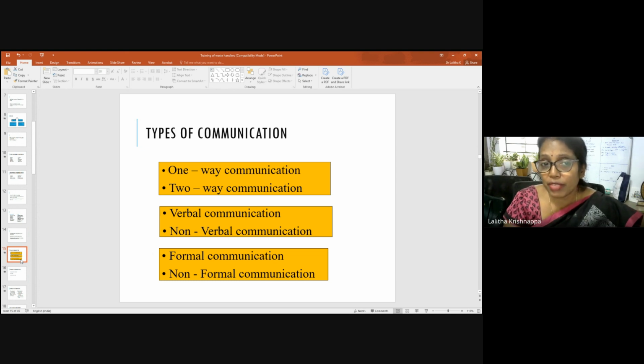So if you look at communications, there are different types. One is one-way communication. What I'm doing is predominantly one-way communication. If we have both sides, it's two-way communication. I'm trying to bring in two-way communication so that I get interaction from your end also. Verbal and non-verbal, I've already explained. Your communication, though predominantly verbal, will always have non-verbal elements as part of it. We knowingly or unknowingly build non-verbal communication in along with our verbal communication. The other type is formal and non-formal communication.